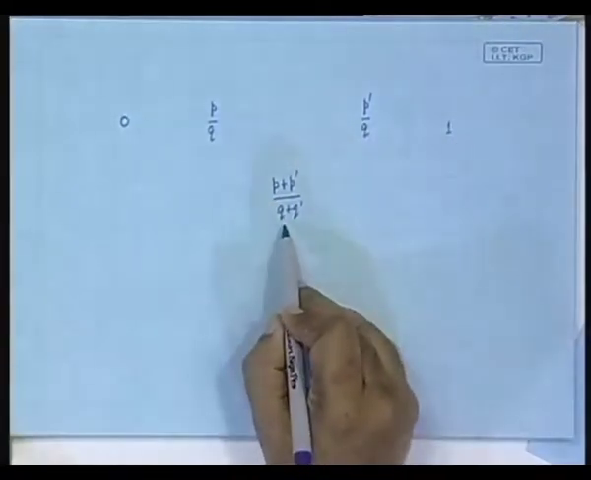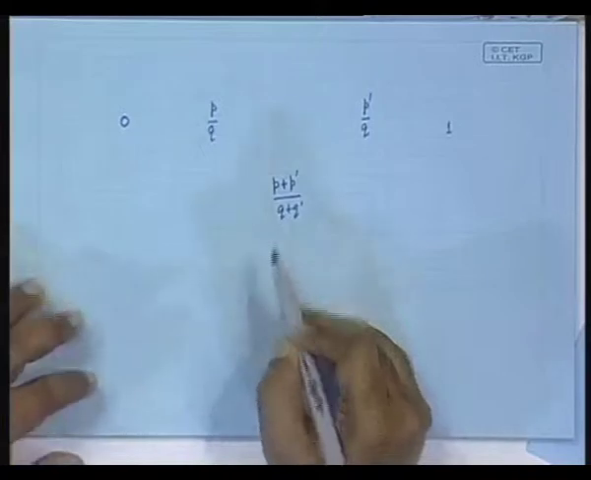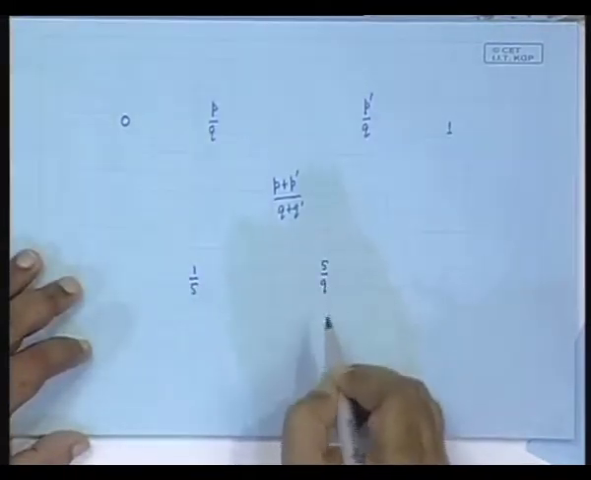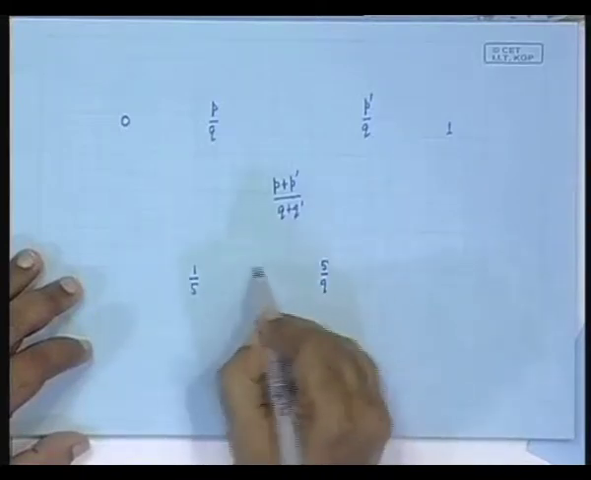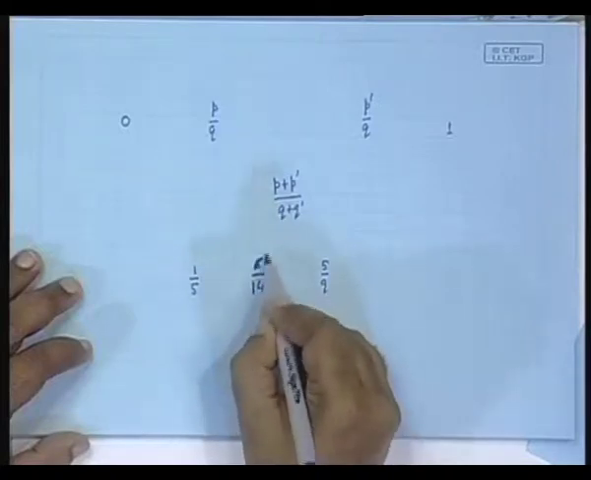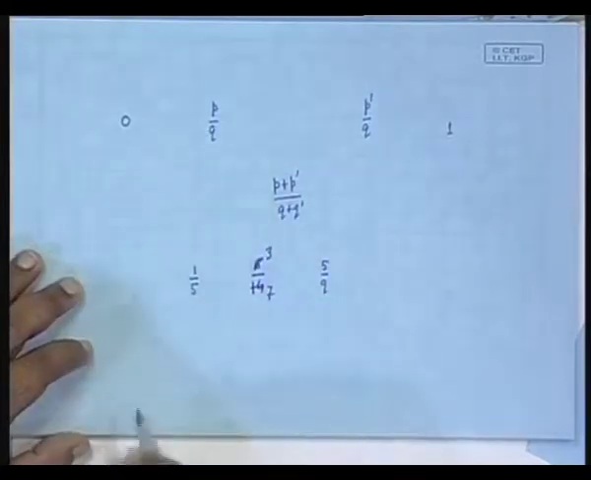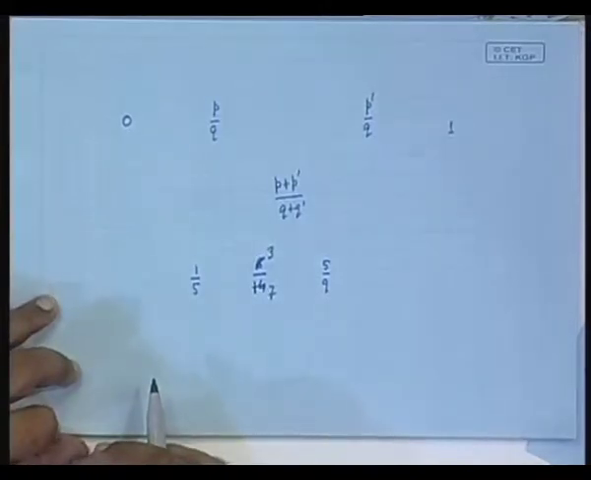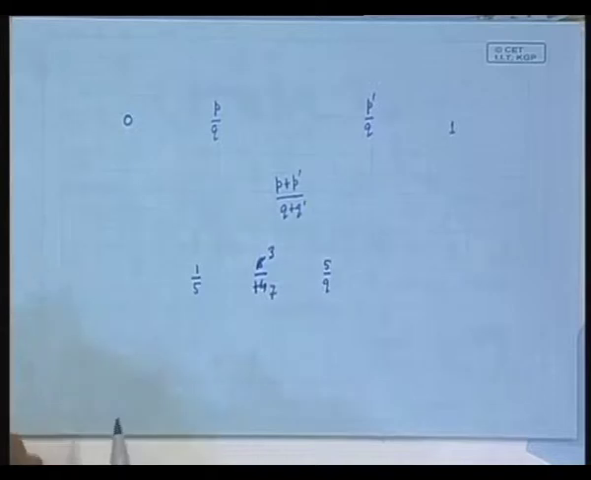denominator than this one. So if we take 1 by 5 and 5 by 9, in between you will have 6 by 14, so cut off. But in between there is half. In between there is half. In between the number half also occurs, is it?